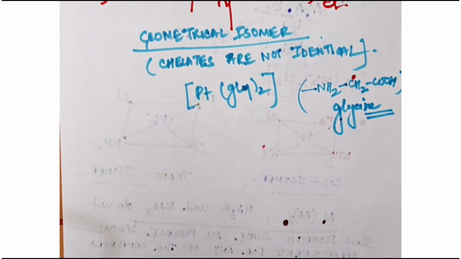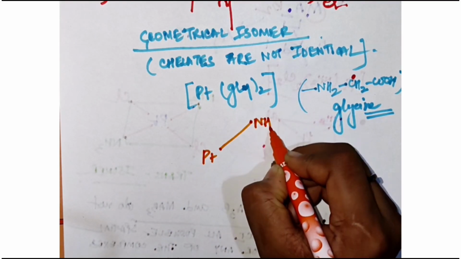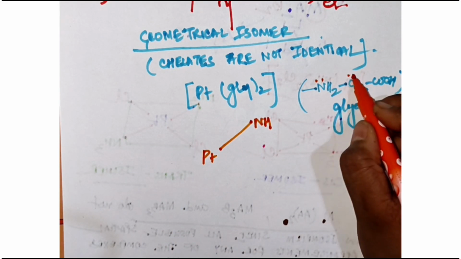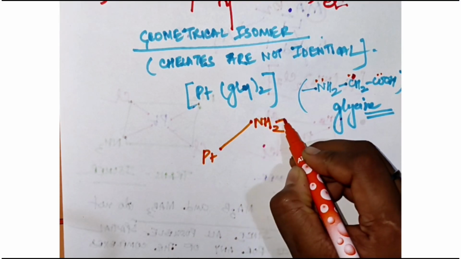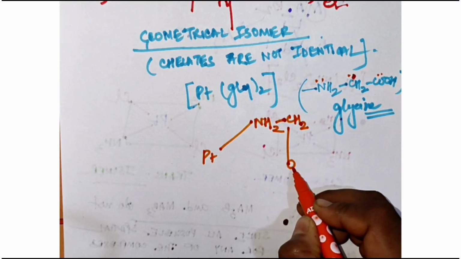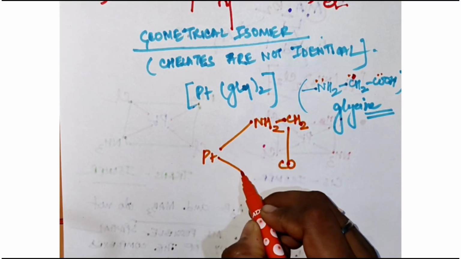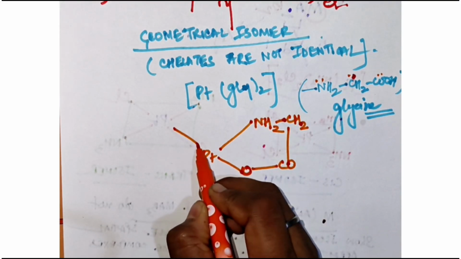Now see what complexes it can form. What are the possibilities? See here, platinum. Here NH2 is a donor atom, carbon is a donor atom, oxygen is also another donor atom. So they will arrange themselves in the form of chelates. They will form coordination compounds in the form of chelates, in a ring. They will form a ring kind of structures.